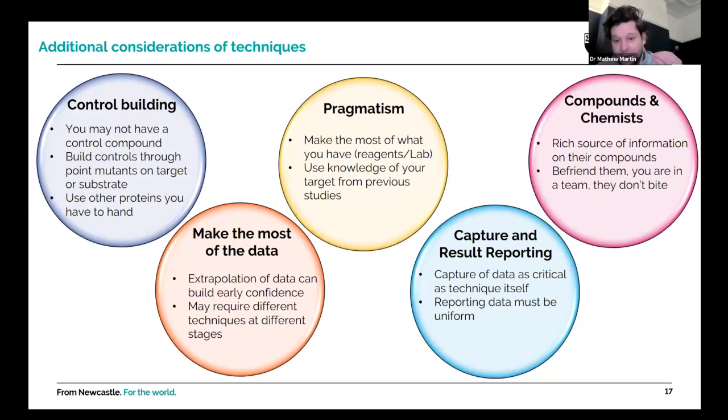Obviously, building controls is vital. You can identify a control from your hit series that you can rely on through the campaign eventually. But as I'm probably a glass-half-full person sometimes, I would encourage you to make the most of your data, at least initially in the project, where extrapolation of data slightly to build a little bit of early confidence and seed some initial additional chemistry can really help get a project moving.